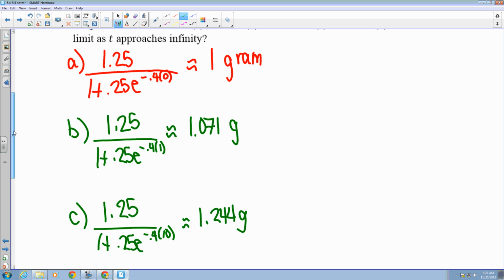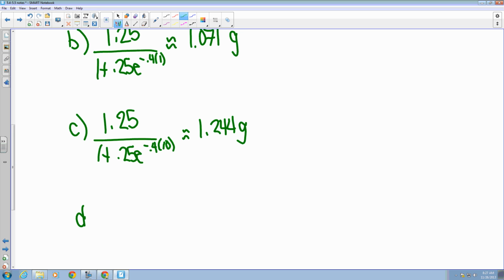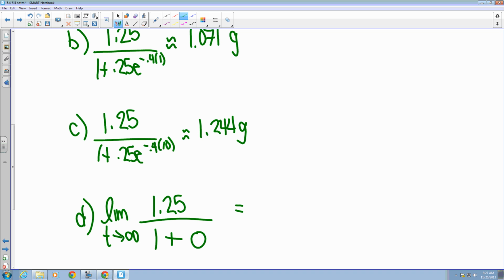And the last one, what is the limit as t approaches infinity? So we're going to look at exponents. This is essentially plugging in infinity. I know that's an interesting concept, but we're looking at what each term is doing as we approach infinity. So 1.25 on top is just going to stay 1.25. 1 stays 1. And 0.25 e to the negative 0.4 t, because that's a decay, is going to approach 0 as we approach infinity. So we are going to 1.25 as t approaches infinity. Okay, and that is our section 5.5.